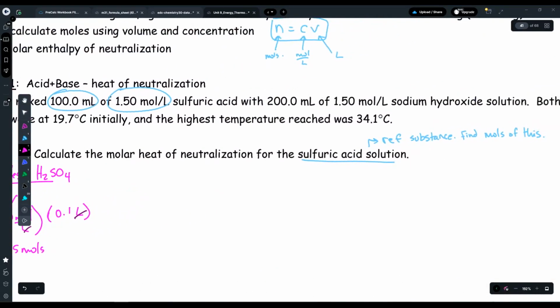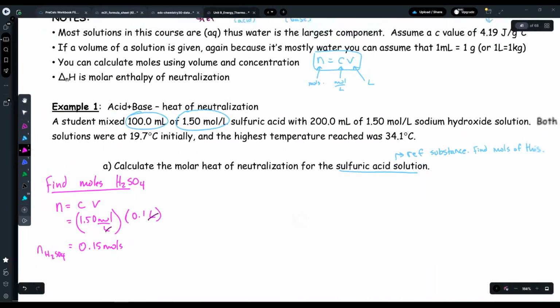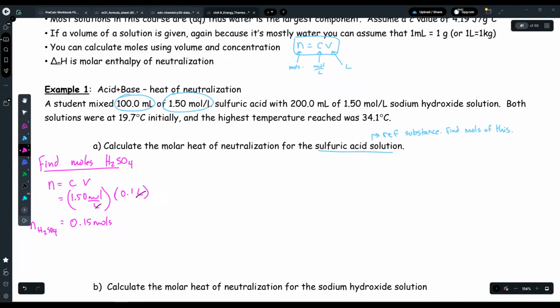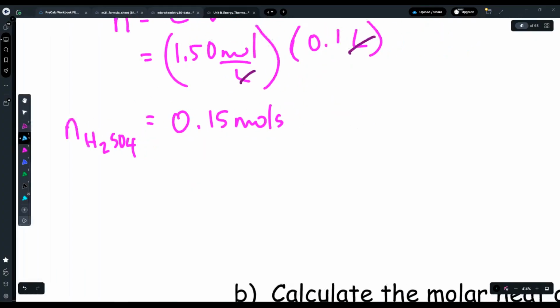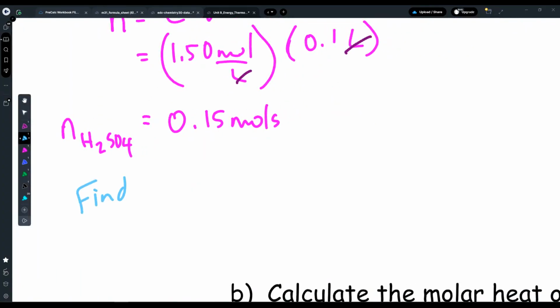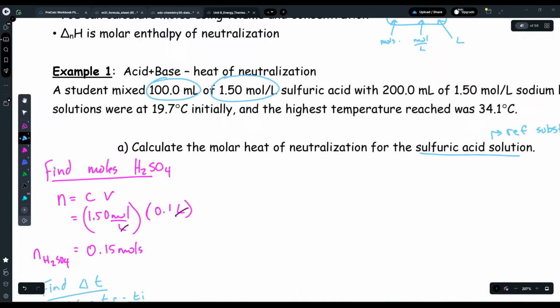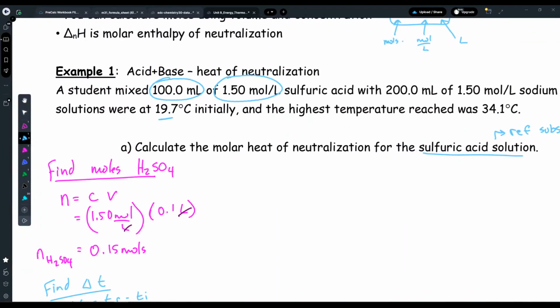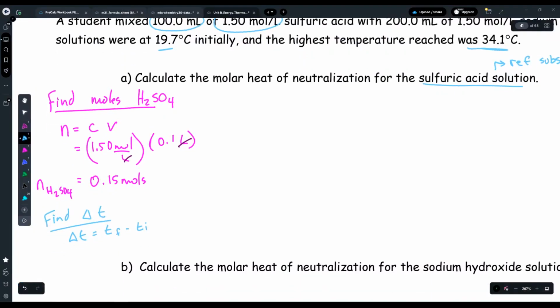Okay, the other thing that I want to figure out before I get into using this formula here is just the change in temperature. So that's final minus initial. Now it does say that initially we were at 19.7 and then the final temperature was 34.1.